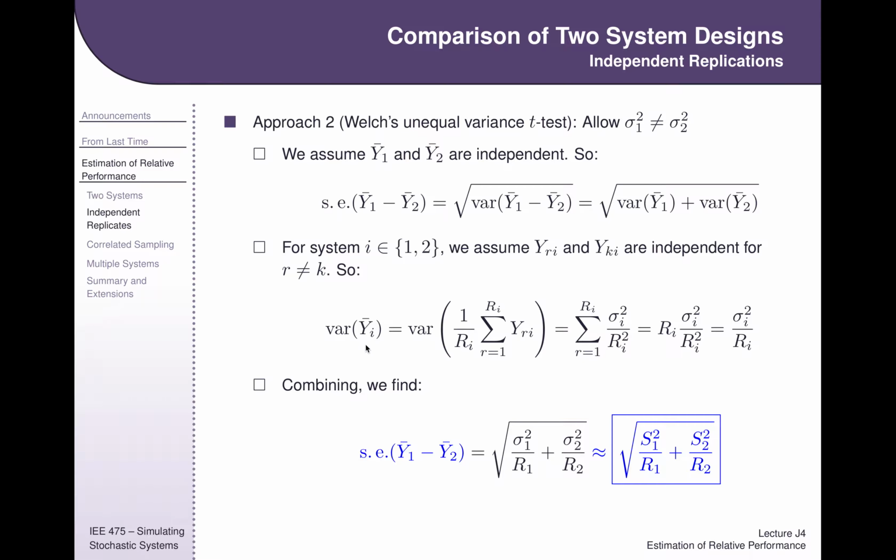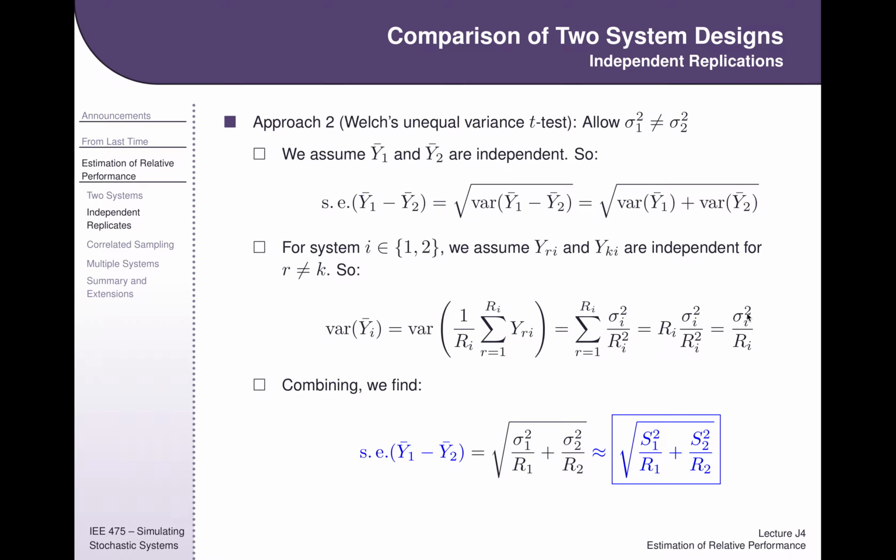The variance of y1 is going to be, well, how do we estimate y1, or I should say y1 bar? Well, y1 bar is just the arithmetic mean of all the replicates that came out of system 1. And so this is a variance of a sum, which again, because we're assuming independence, we end up getting a sum of variances. And so we can simplify this whole thing, and we find that the variance of the mean is equal to the variance of the individual outcomes of each simulation divided by the number of replicates.